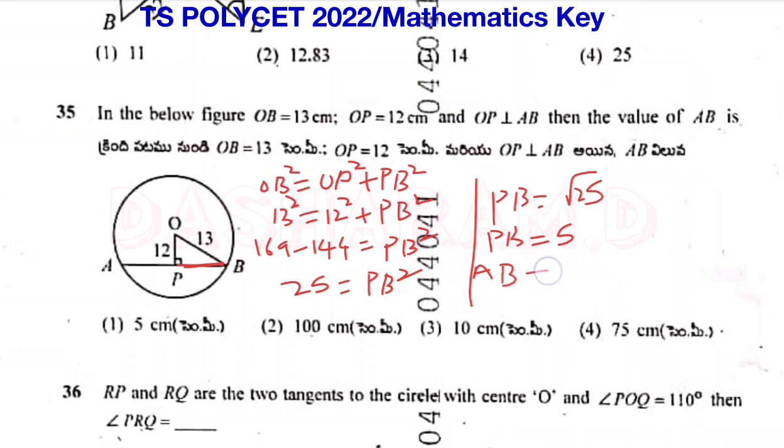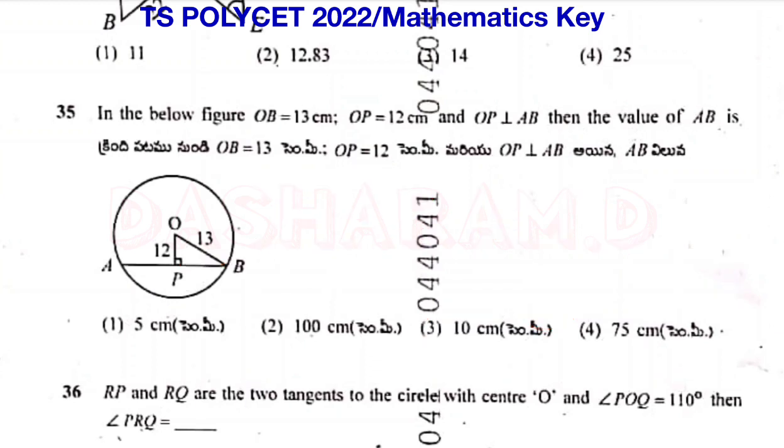But it is asking for the AB value. As per the formula, AB becomes 2 times PB. So 2 into 5, that is 10 centimeters. So option 3 is correct.